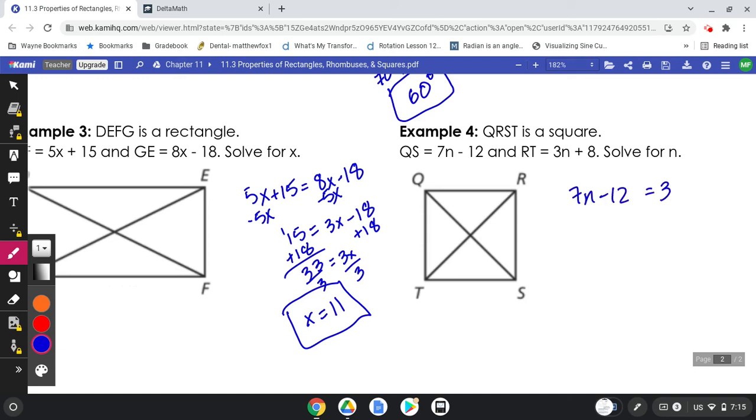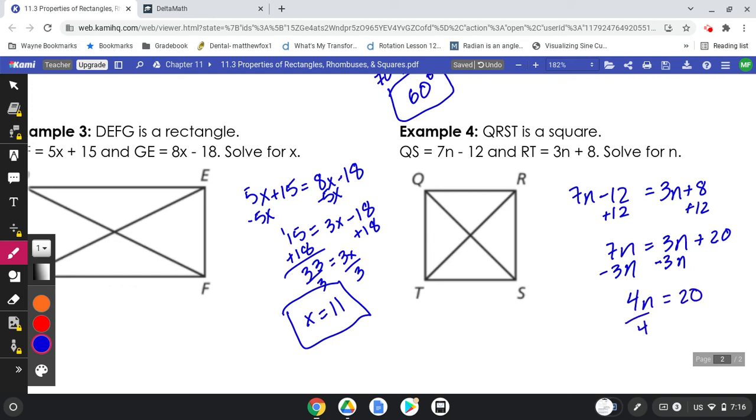We'll actually solve this one exactly the same as we did the last one. Even though it's a square, the same rules apply. If anything is true about a rectangle, it is also true about a square, because the square will have all of those features of both a rectangle and a rhombus. And we'll divide, and we'll get n to equal 5.